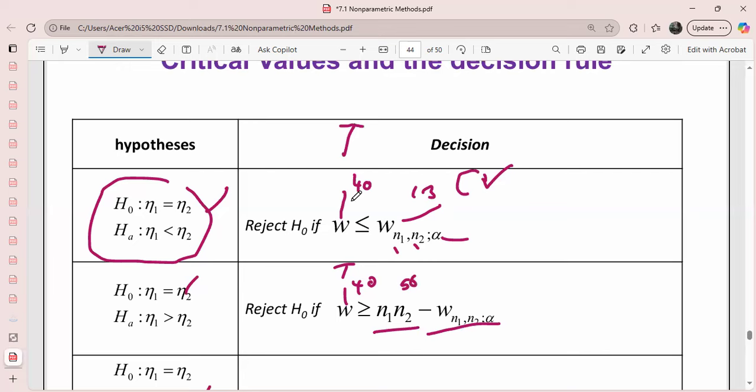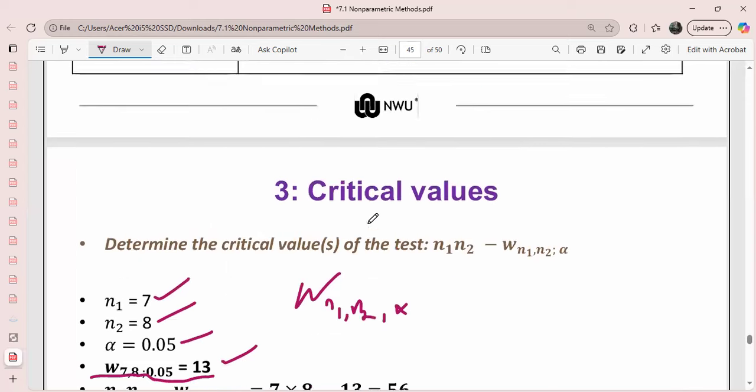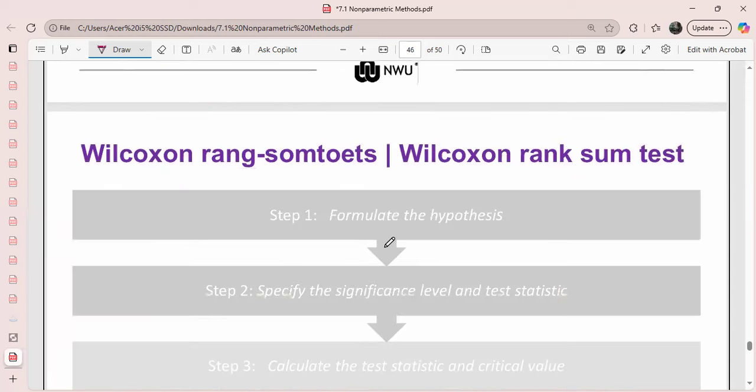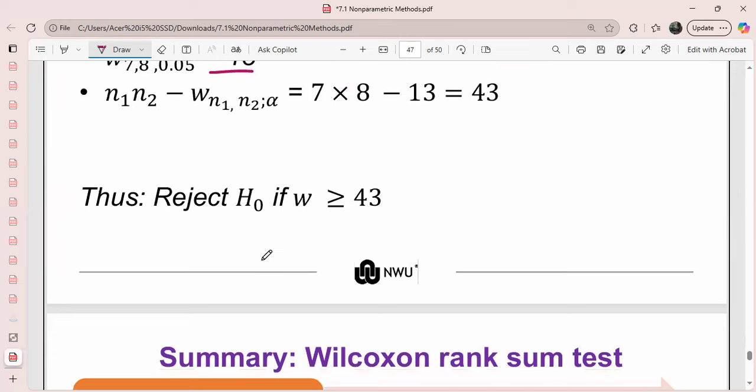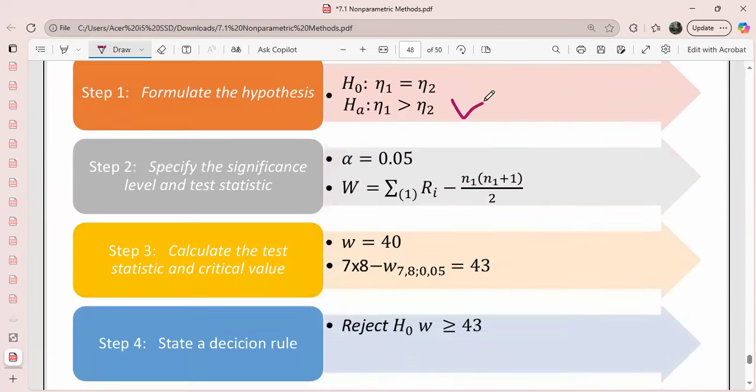Or 40 here. The 13 cannot be greater than 40. So you can just choose. So now our decision rule will be like, okay, now we're going to compare 40 with what? Let's see. You saw how I got this one. Even this one explained. Now, here, test statistic 40.